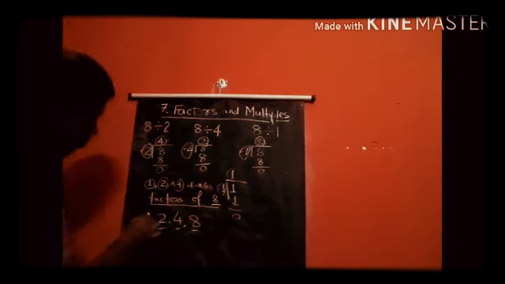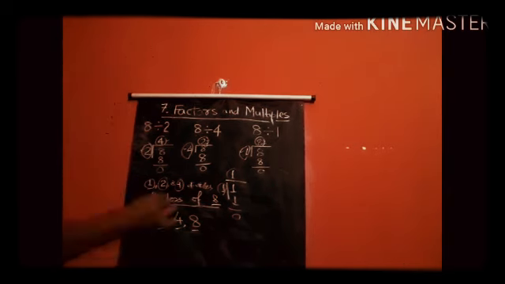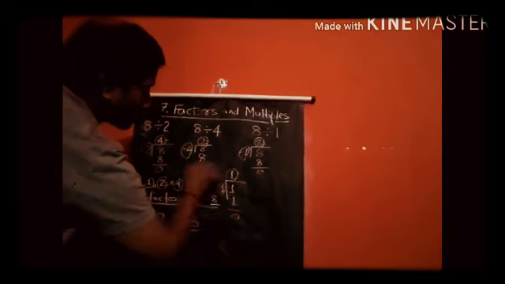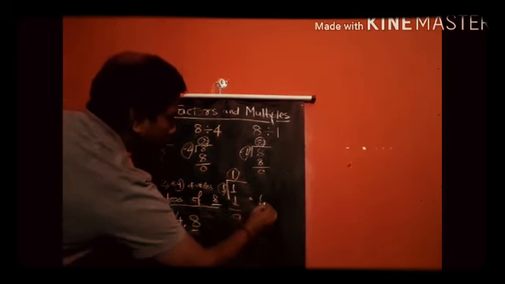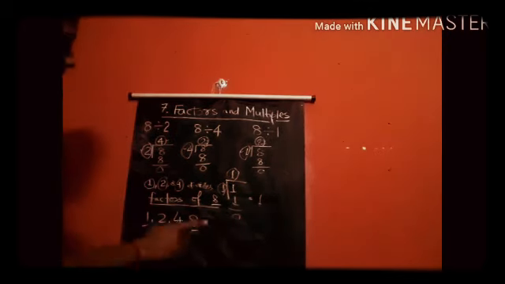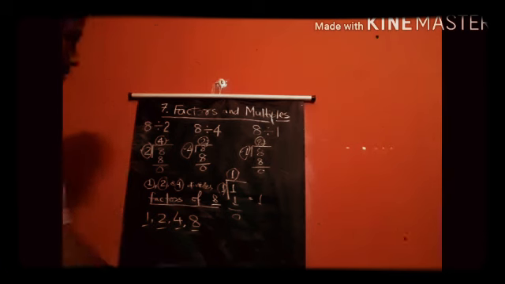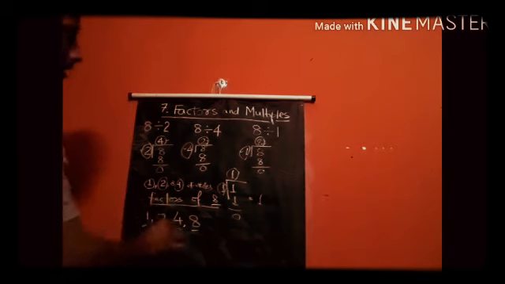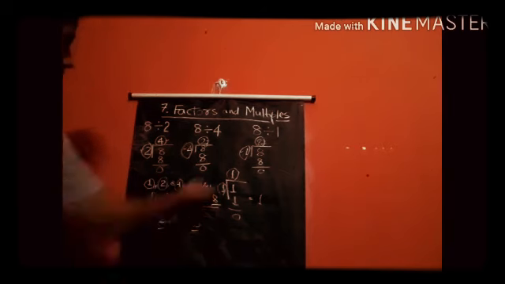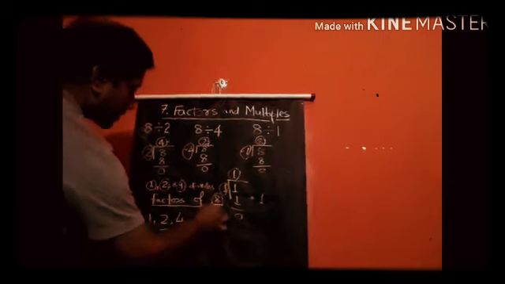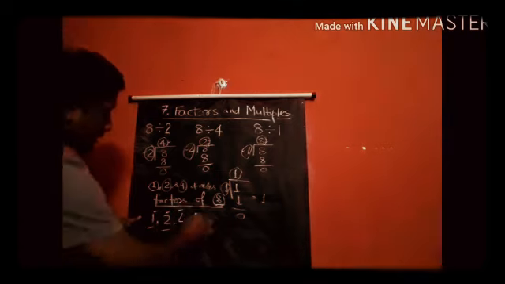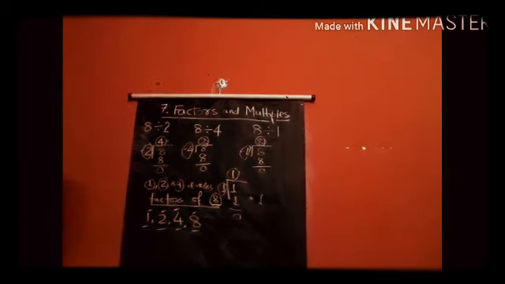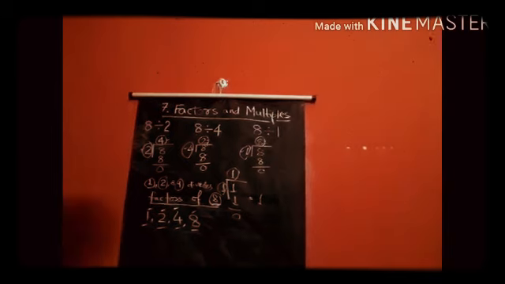So how many factors are there? 1, 2, 3, 4. But in the case of 1, if we take the quotient as well as the divisor, it is 1 only. So only 1 is the whole number which has one factor. Any other whole number has 2 or more factors. Like in this case of 8, the factors of 8 are 1, 2, 4 and 8. So we got 4 factors. Okay.